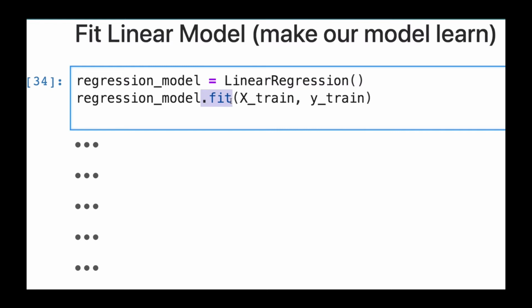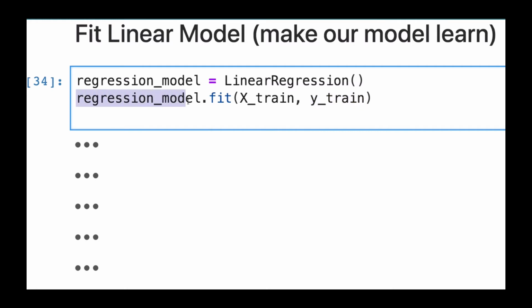Right, so this is where the learning starts. You can think of this as our linear regression learning from X train and then the Y train. So we're going to say regression model dot fit. It's more like regression model dot learn. Learn from what? Learn from the training data. Okay, so that's basically the intuition behind this.